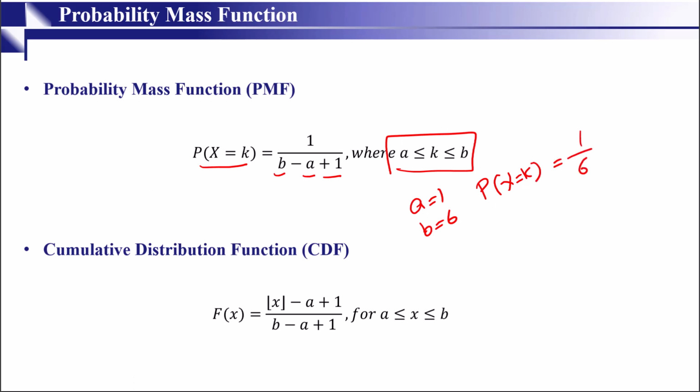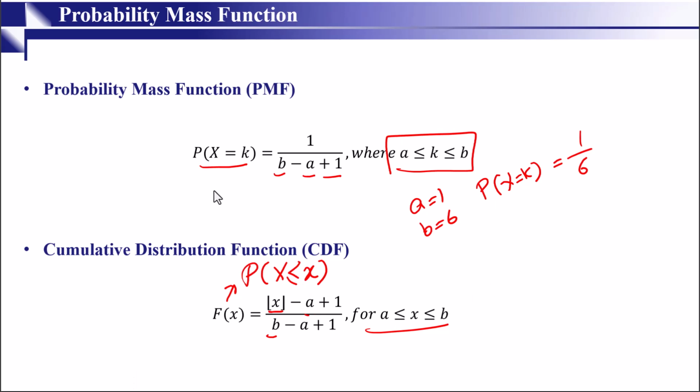Next, we go for the cumulative distribution function. It means the probability that X is less than or equal to x. This equals the floor of x, you can say the integer part of x, minus lower bound plus 1, divided by upper bound minus lower bound plus 1, where x is between the lower bound and the upper bound. So the result will be something like a stepwise function, where for x less than a, the CDF will be 0, and for x greater than or equal to b, it will be 1.